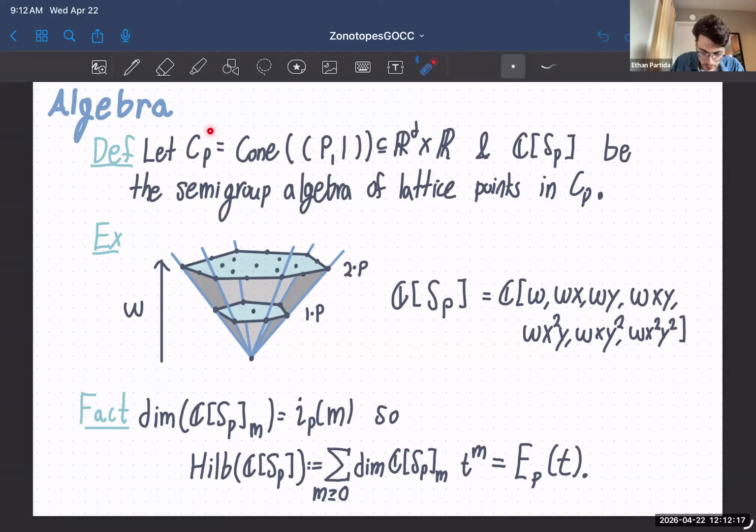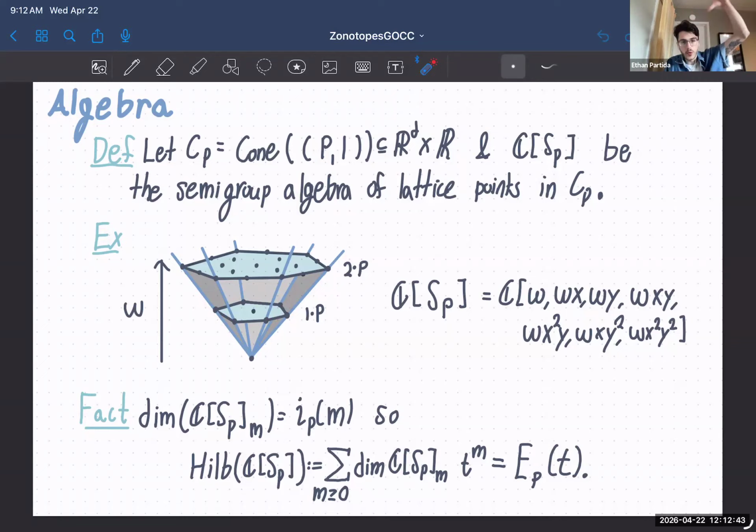First, I want to construct this cone-like convex shape inside of R^(d+1). You construct it by taking your polytope and putting it inside of a vector space of one higher dimension, and that polytope should be at height 1. So I've done that here. I took our hexagon and placed it at height 1 in R^3.